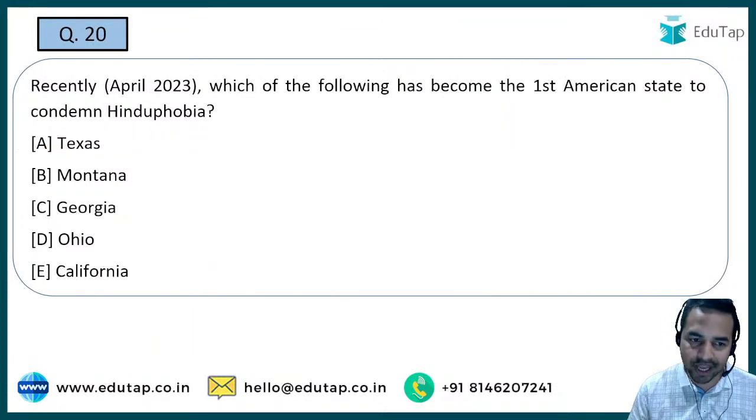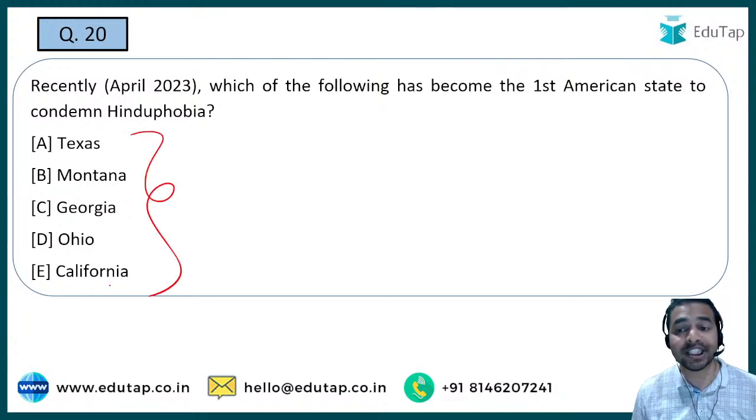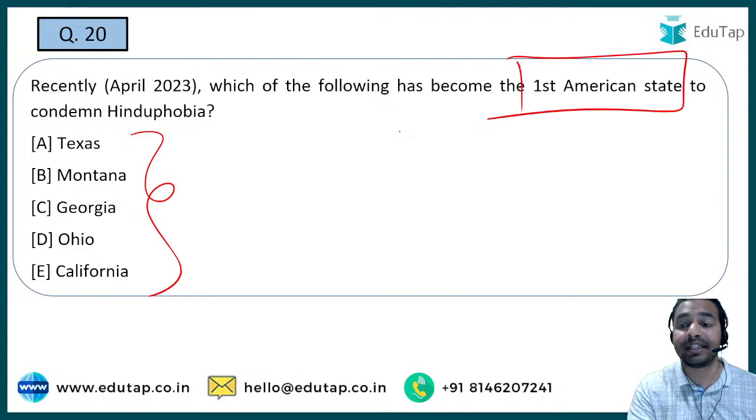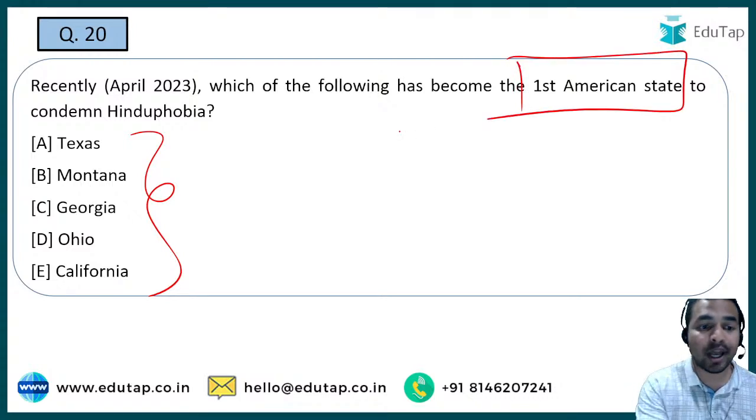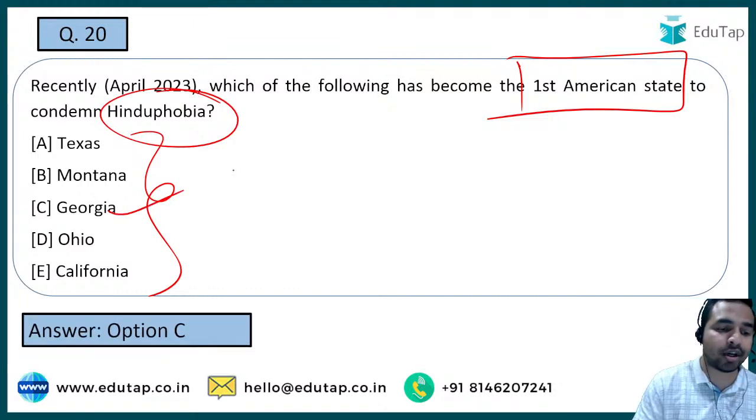Now the next question, and here guys, you are required to tell me the name of that particular location which has become the first American state. See guys, it has become the first American state to condemn Hinduphobia. So what is the name of that particular first American state? It is basically Georgia. That is the right answer.